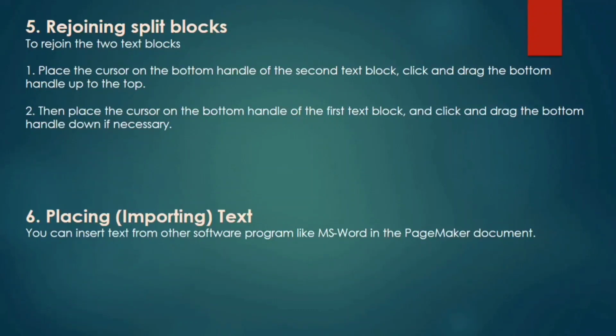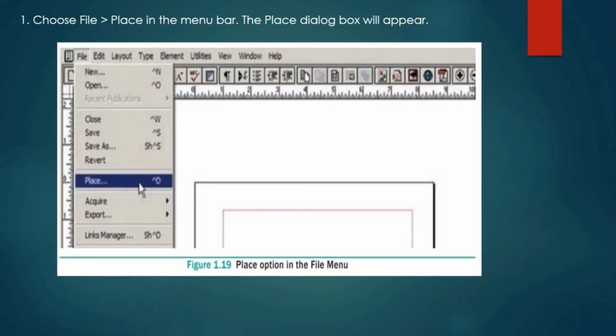Placing, importing text. You can insert text from other software programs like MS Word in the PageMaker document. Choose File, Place in the menu bar. The Place dialog box will appear. Okay, you are seeing it in figure 1.19.